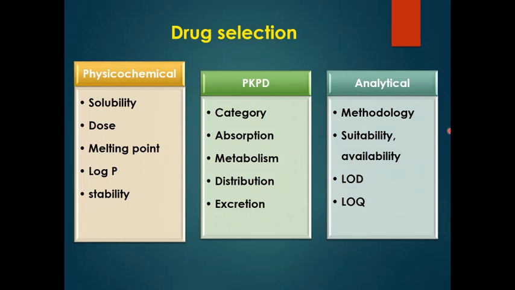So LOD and LOQ, limit of detection and limit of quantification. How much lower limit can we go? Why? Because dissolution studies are okay, but in the bioanalytical department, where you are giving to the rats, you have hardly 0.5 ml of blood and you have to estimate. In that case, if your analytical method is not suitable to estimate the drug, all your work will go waste. That's why you need to consider all these things before selecting a drug.